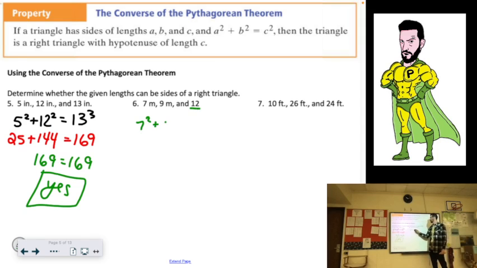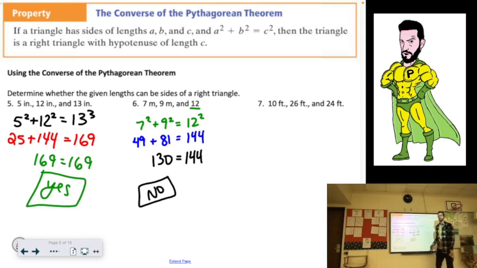7 squared plus 9 squared equals 12 squared. 7 times 7 is 49. 9 times 9 is 81. 12 times 12 is 144. So if we did 49 plus 81, we get 130. Does 130 equal 144? No. Don't be silly. And then 10 foot, 26 feet, and 24 feet.